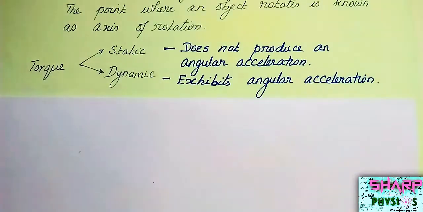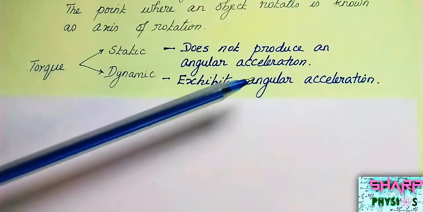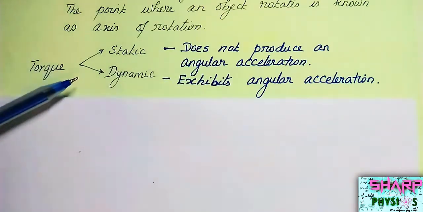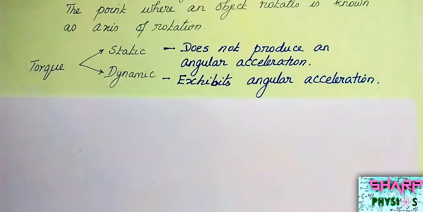So torque is of two types. One is static, another one is dynamic. In static, it does not produce any angular acceleration, whereas in dynamic, it exhibits an angular acceleration. And the torque moves an object by means of a force, and it rotates in a particular axis, and that's what we call torque. And the point about which the object is rotating, we call the axis of rotation.